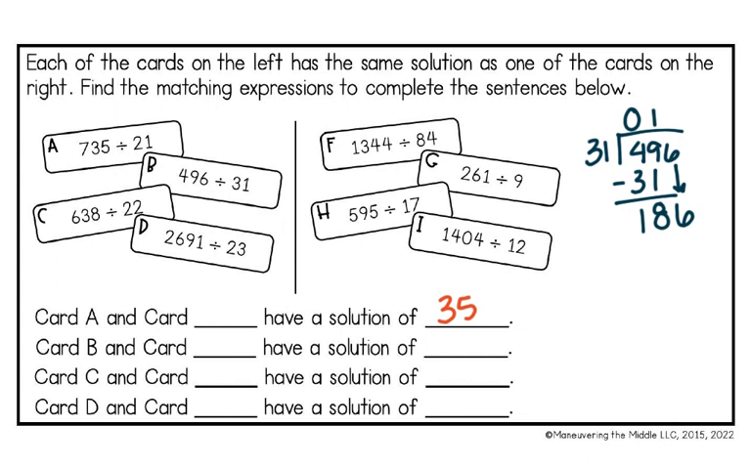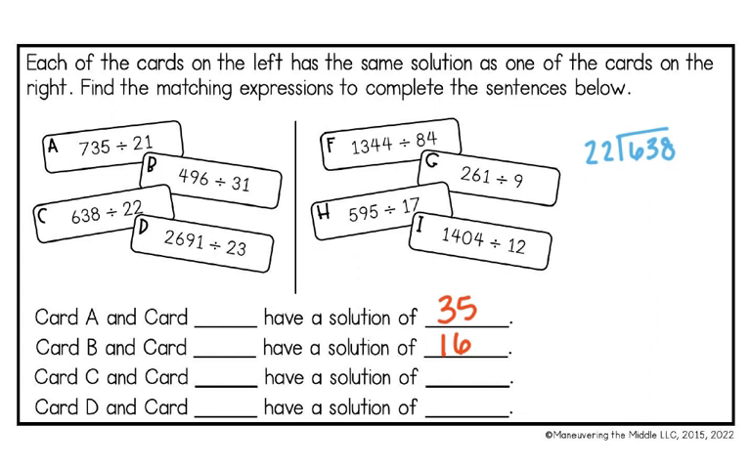31 can go into 186 6 times. 6 times 31 is 186. Subtract. We get 0. So card B has an answer of 16. Card C, we have 638 divided by 22. I'm going to put 22 on the outside and 638 on the inside.